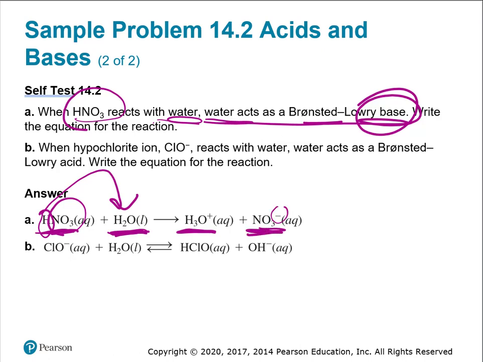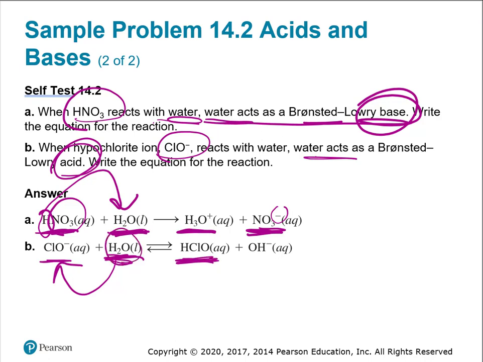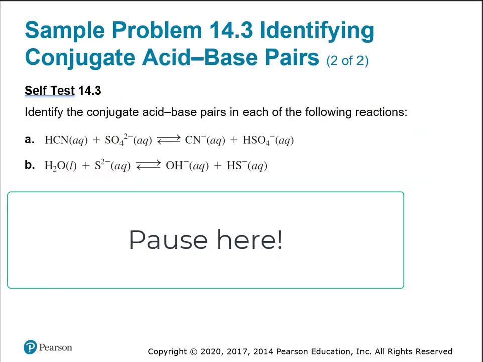The second one, it says we have hypochlorite, ClO minus, reacting with water, and it says water is acting as an acid. So one of those hydrogens is going to be given away to the ClO minus, giving me HClO. It's no longer a minus, it's now neutral. And H2O, since it lost one, leaves me with the product of OH minus. Pause the video here for A and B.